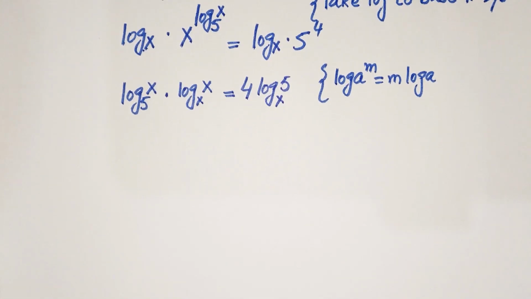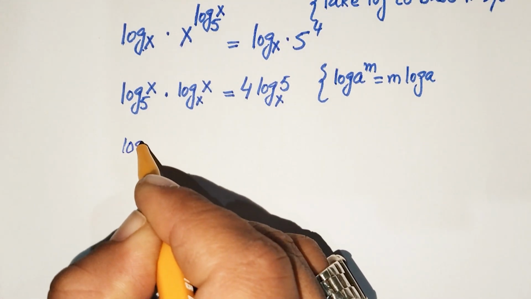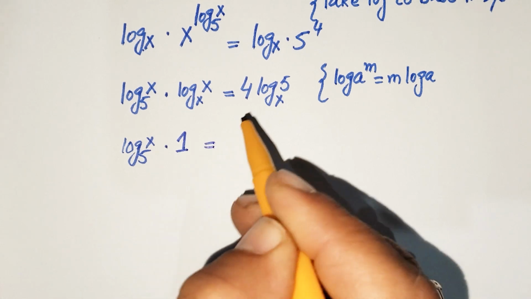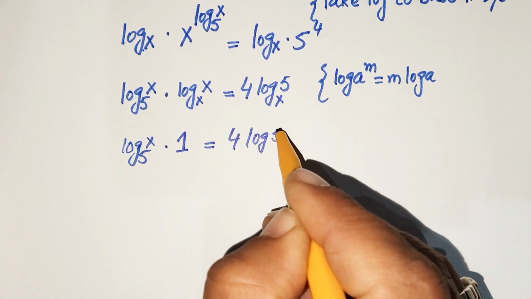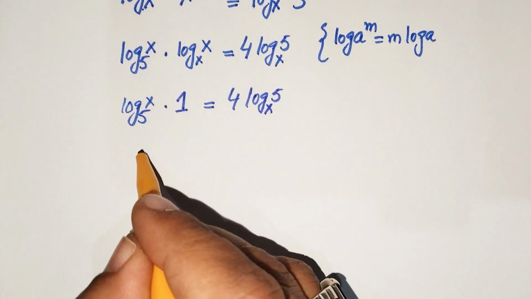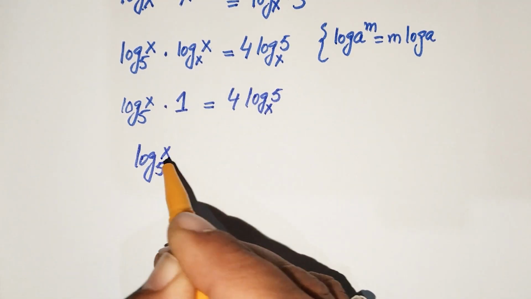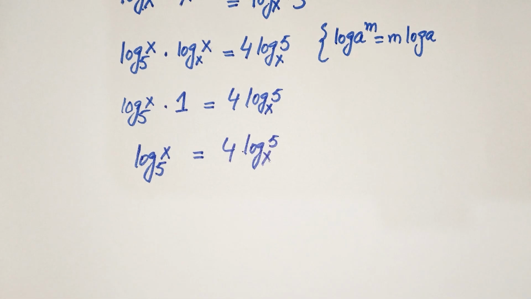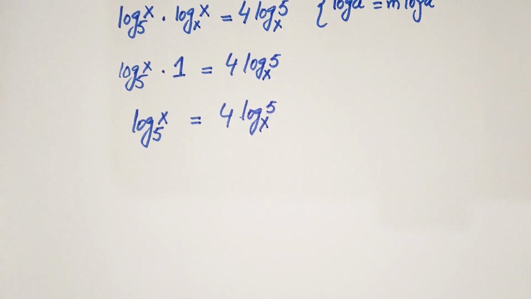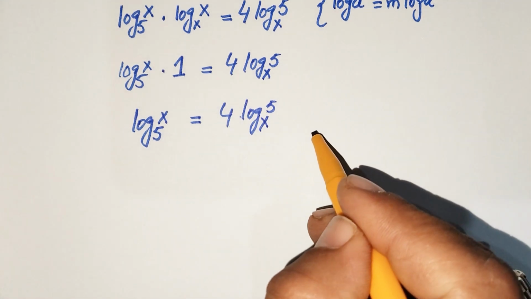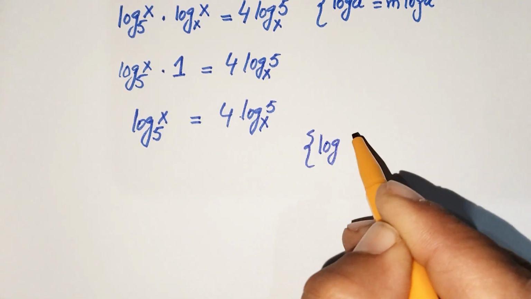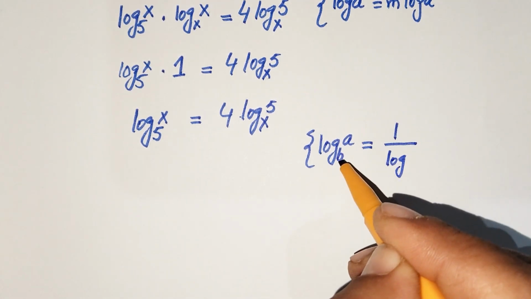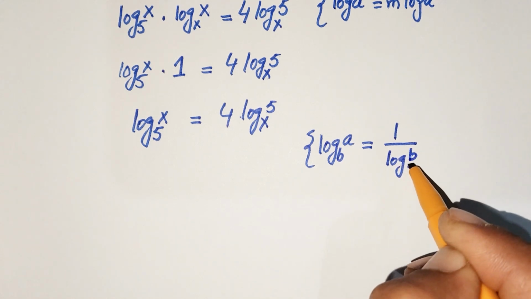So now we see that log x with base 5 is equal to 1, so we put 1 here, then 4 log 5 with base x. So now log x with base 5 is equal to 4 log 5 with base x. Now here we use a logarithm rule, which is called the change of base rule. That change of base rule is actually: if we have log a with base b, then we can write it as 1 over log b with base a, just changing the base.